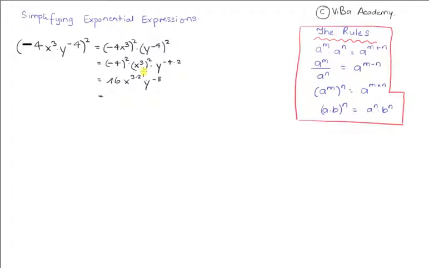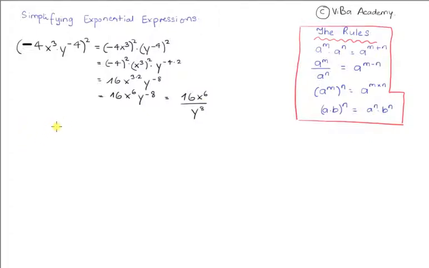So the final answer, 3 times 2, because of this rule, if I already have an exponent and I raise it to another exponent, that simply results in a multiplication of the exponents. This is going to give me 16 x raised to 6, y raised to negative 8, and people don't like writing it with a negative power, so this is going to be 16 x raised to 6 divided by y raised to 8.